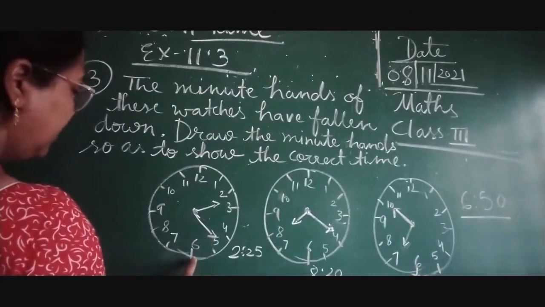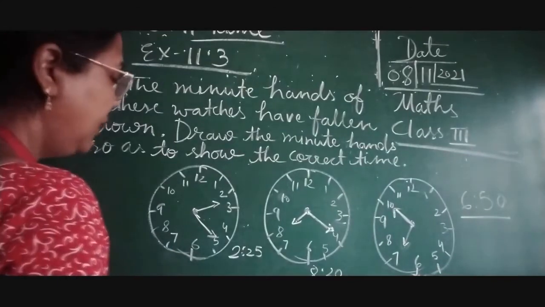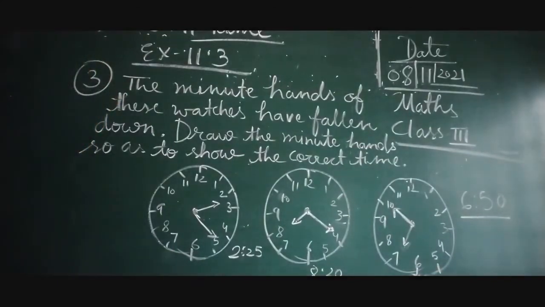5 minutes are left to become 2:30. It means this is 2:25. Okay. So draw this, children.